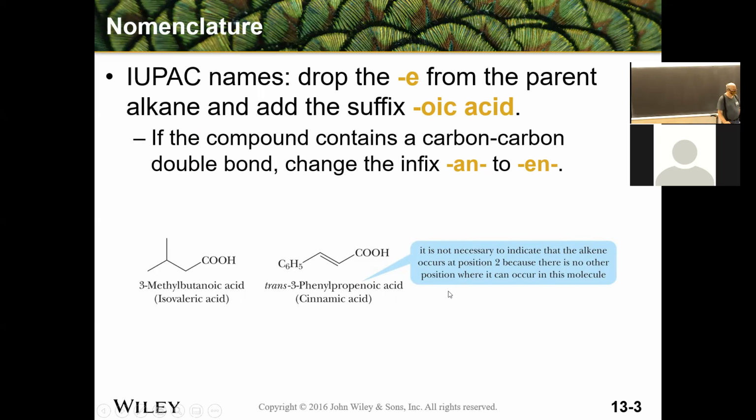Okay, this is trans-3-phenylpropenoic acid. Propane. We don't need to say 2-propenoic acid because in this particular case, the double bond has to be between 2 and 3. And then phenyl, of course, is a benzene ring as a substituent. This is cinnamic acid. The corresponding aldehyde, cinnamaldehyde, is one of the major components in oil of cinnamon.